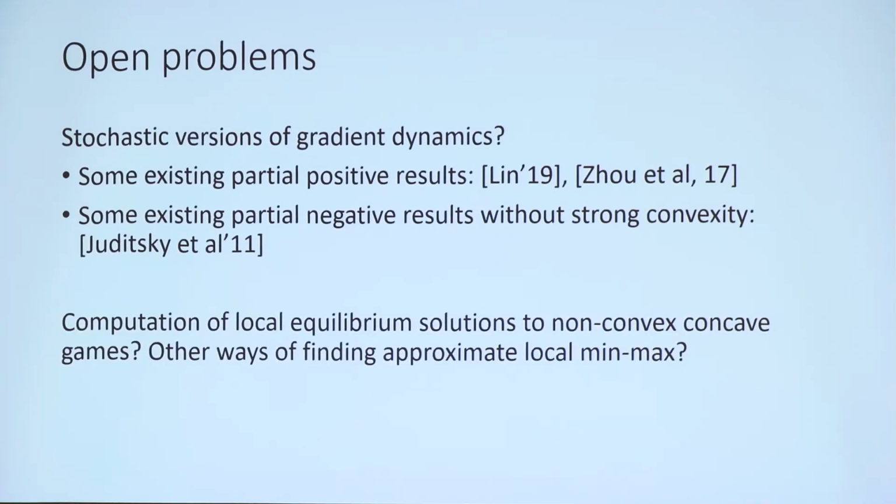And next, another open-ended area is, can we say anything about finding local equilibrium solutions to non-convex concave games? Or instead of translating this to a zero-sum game, are there other ways of finding local minima of this min-max, of these max losses? So go back to the min-max losses and find critical, locally optimal solutions with respect to the generator. So not try to formulate it as a zero-sum game.